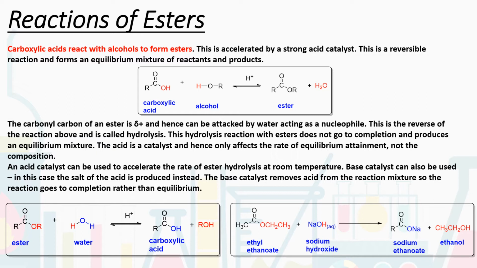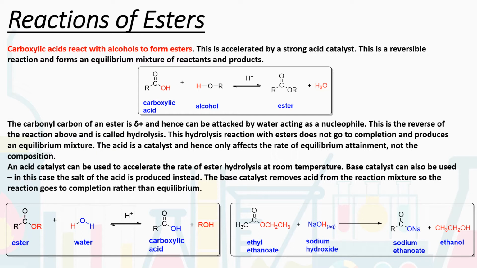A base catalyst can also be used, but if we use a base catalyst, say for example sodium hydroxide, we end up forming the salt. So sodium ethanoate is shown at the bottom right. If we started with ethyl ethanoate plus sodium hydroxide, we would make sodium ethanoate and ethanol.